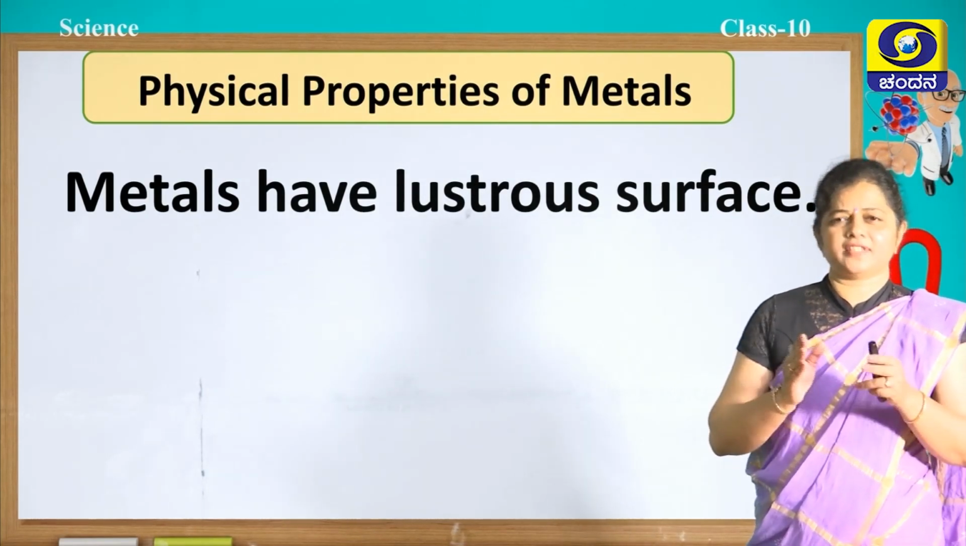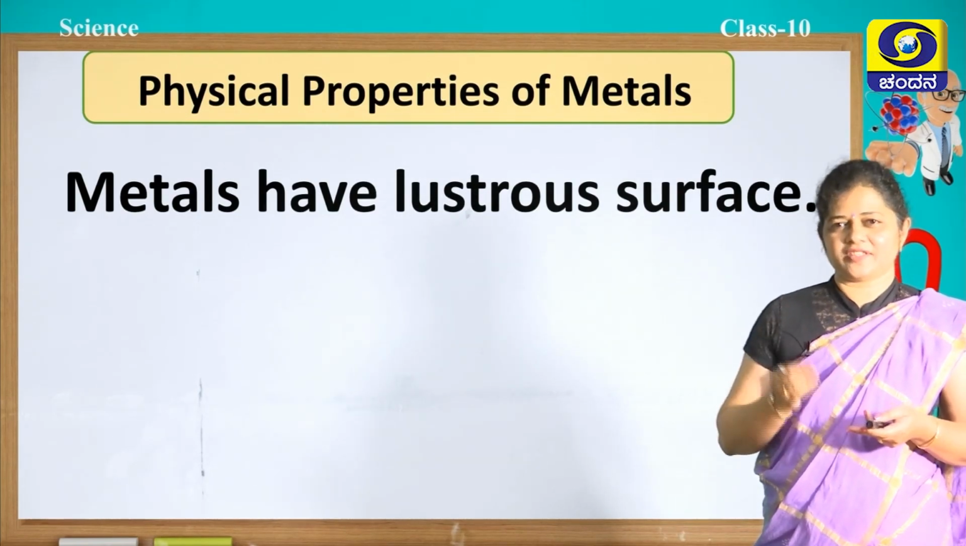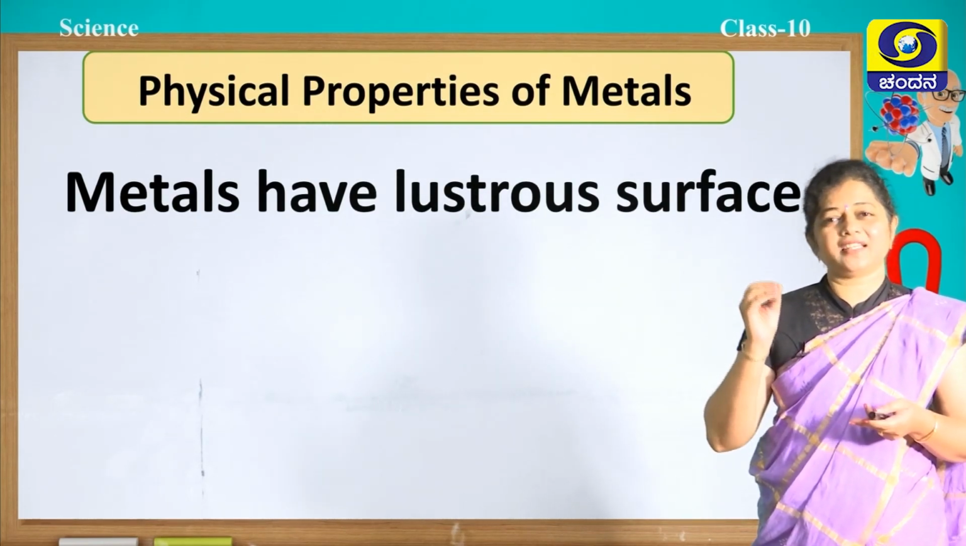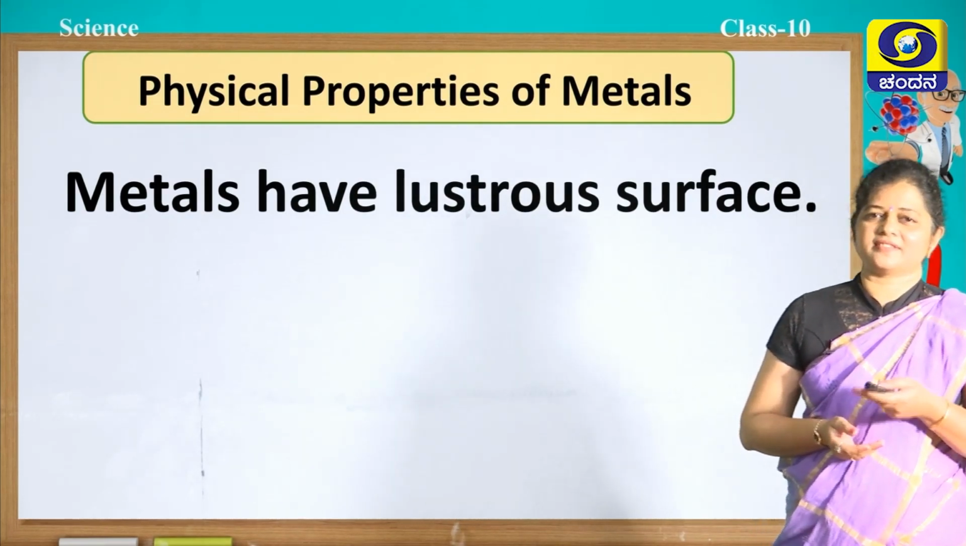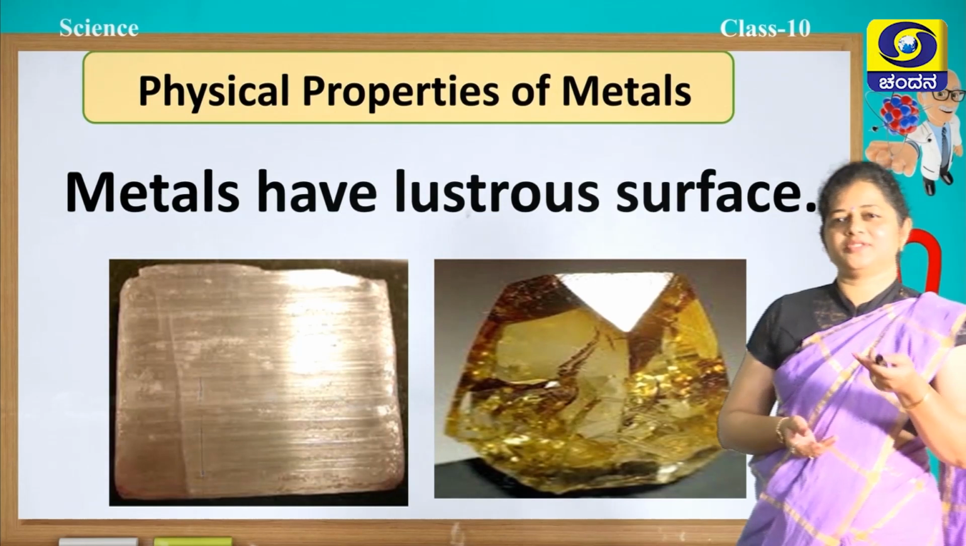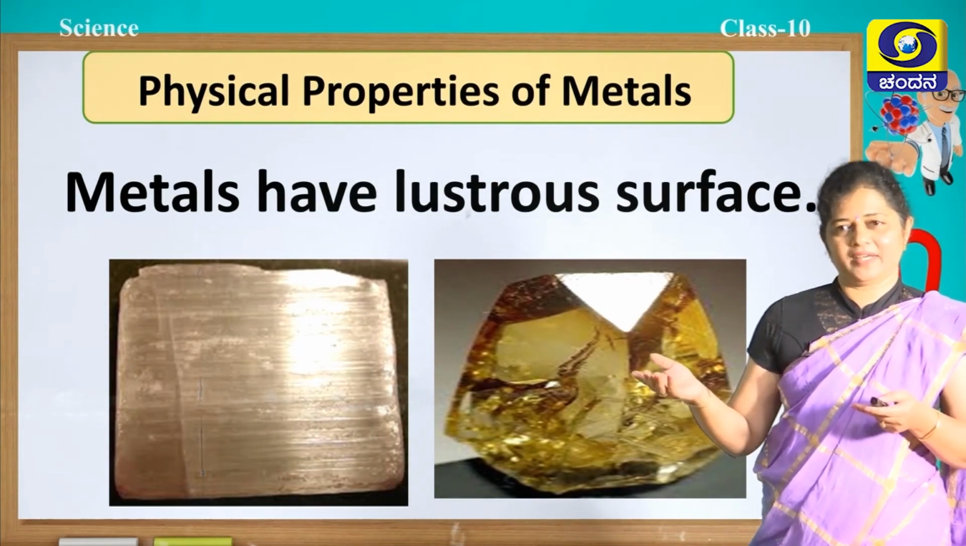Now, let us see the first property of a metal. All metals have lustrous surface. Now, what do you mean by lustrous? A shiny surface. When you see a metal, you can see that it shines. So, this is called the lustrous surface. Now, you can see here. So, these are the metals, and you can see the shiny surface over the metals.